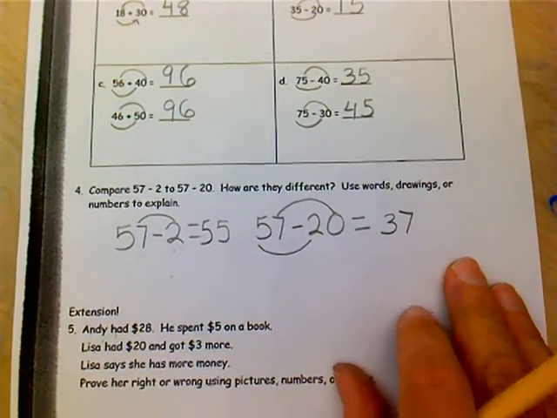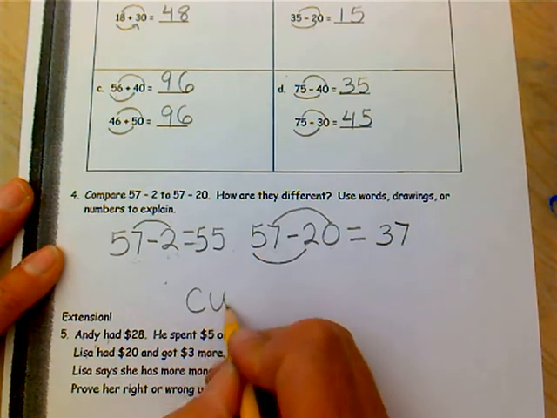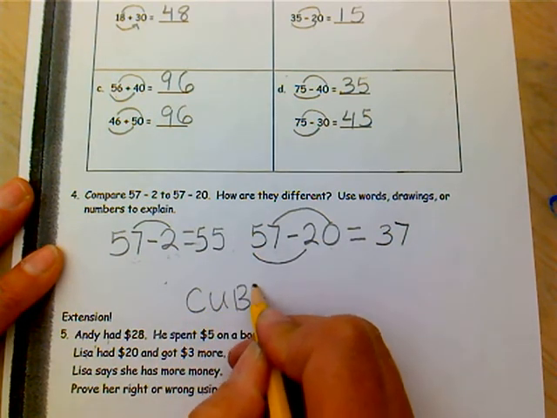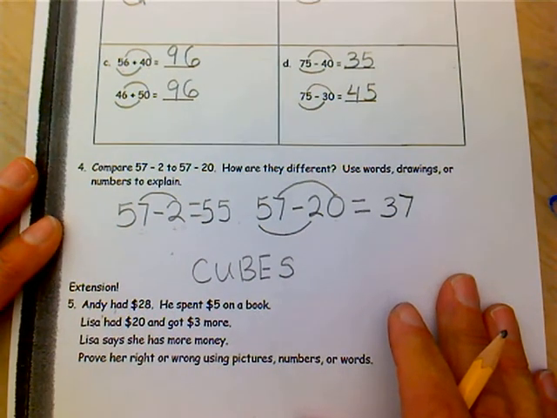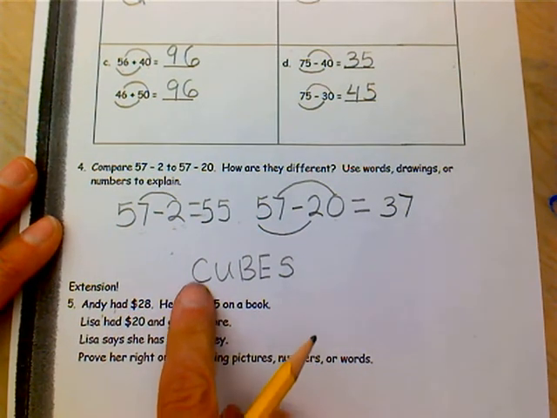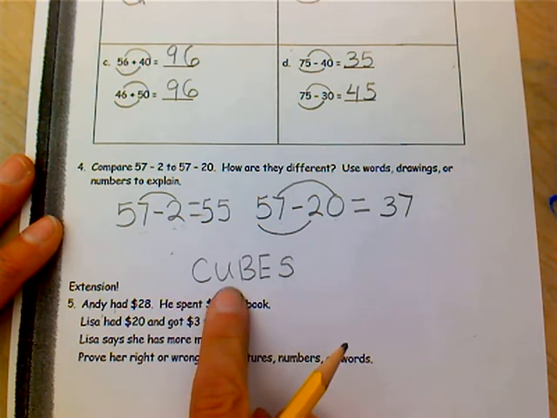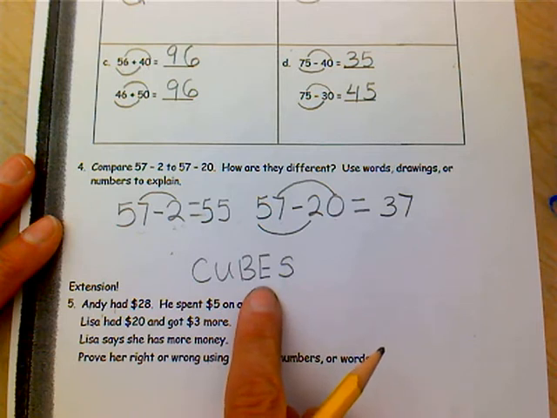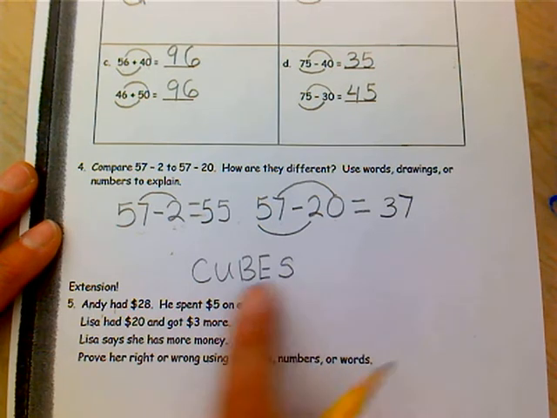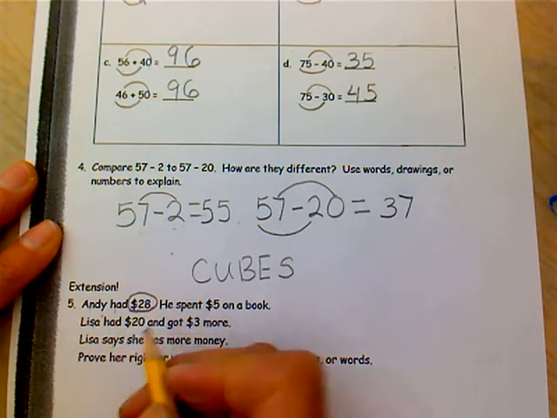All right, let's take a look at question number 5. We are going to be using cubes to help us solve this problem. This is something you should have learned when you were in the first grade. Remember, with cubes, you circle the numbers, you underline keywords, box the question, X out extra information, and set up and solve. So Andy has $28.